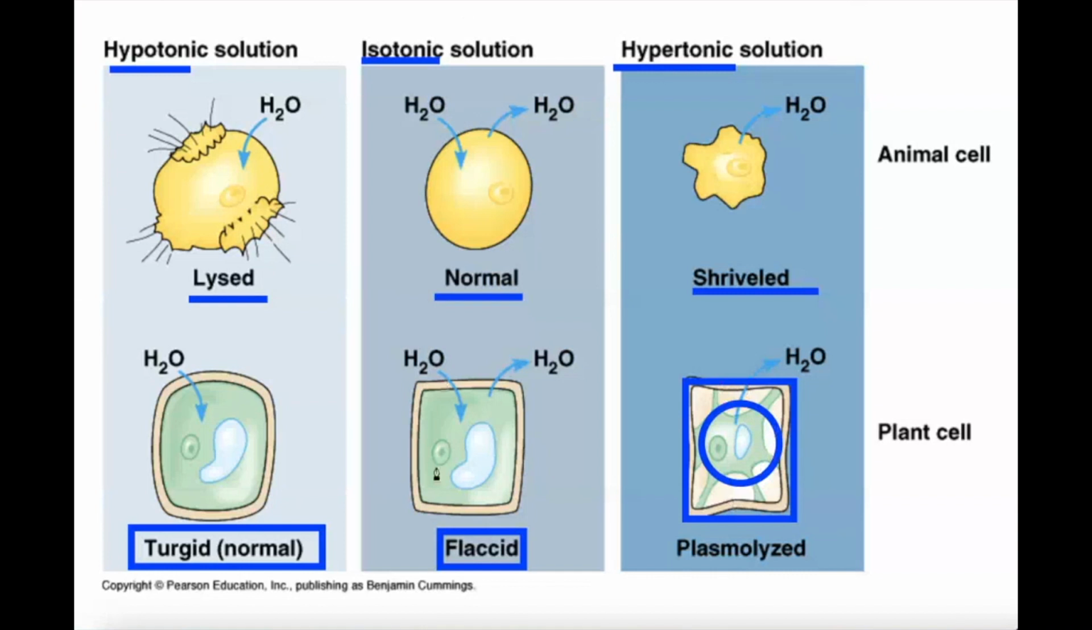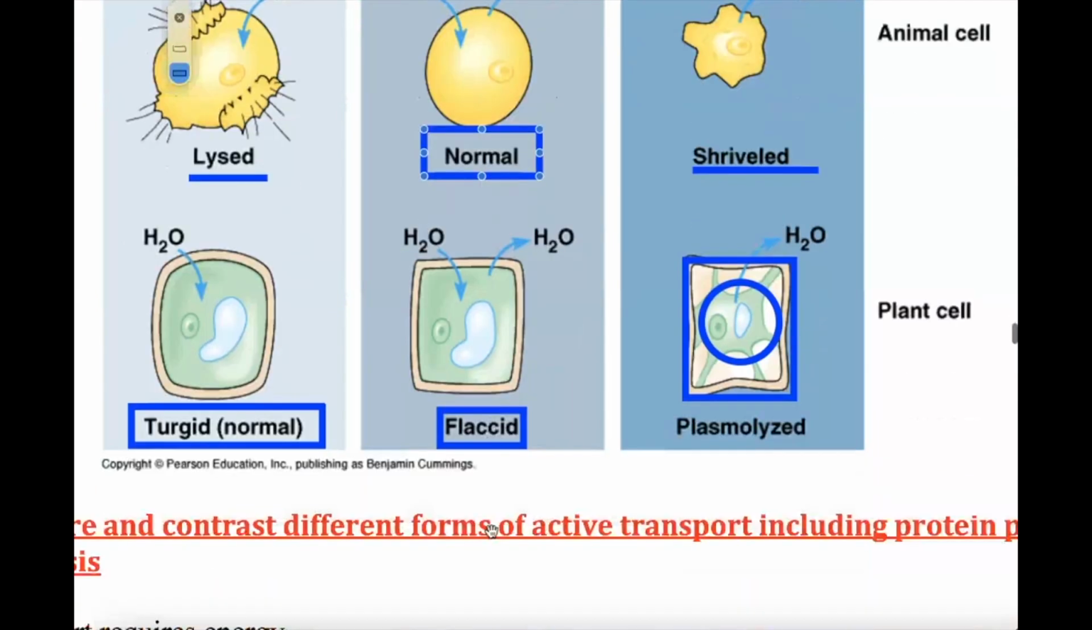In the center picture, there is a normal animal cell and a normal plant cell. So that's why this is isotonic. Okay.